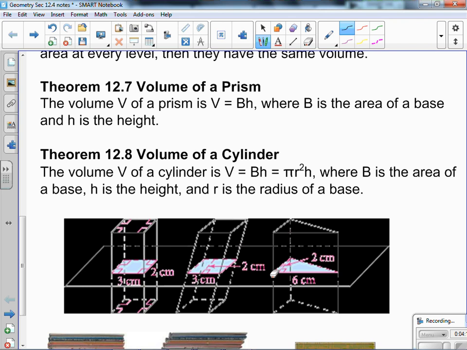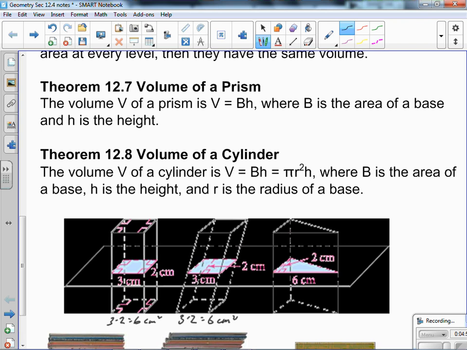For that rectangle there, I said that was a square a second ago, but it's actually a rectangle 3 centimeters by 2 centimeters. So length times width, 3 times 2, 6 centimeters squared. And next one, a parallelogram with a 3 centimeter base and a 2 centimeter height. So that one would also be 3 times 2, or 6 centimeters squared.